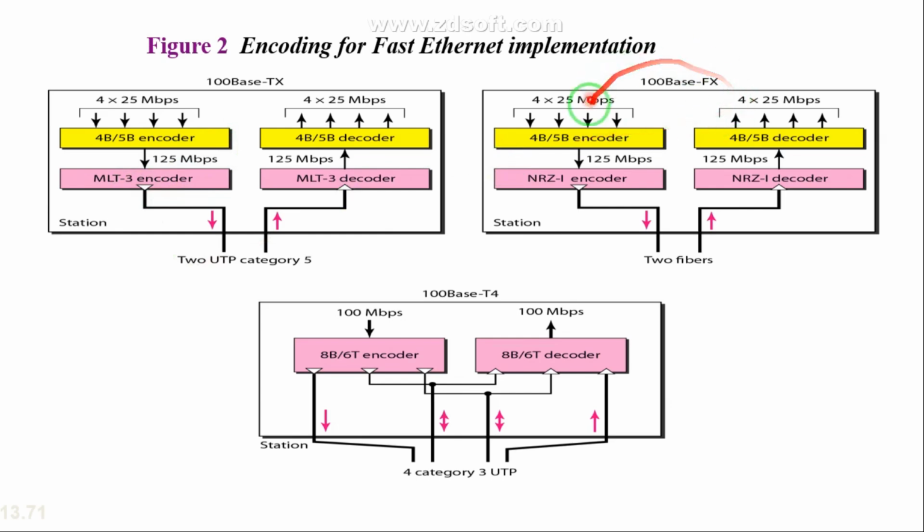Now talking about 100Base-FX, it is going to use two pairs of fiber optic cables, and fiber optic cable can easily handle high bandwidth requirements by using simple encoding schemes. So we use NRZ-I encoding over here. But as you know, NRZ-I encoding doesn't provide bit synchronization for long sequences of zeros and ones. So to overcome this problem, we use the same 4B/5B block encoding scheme.